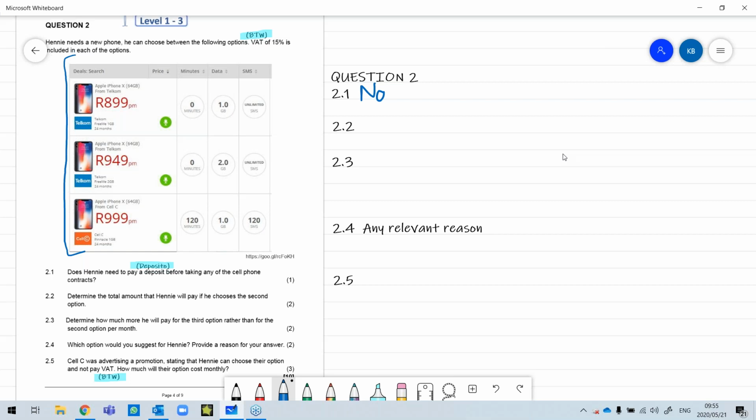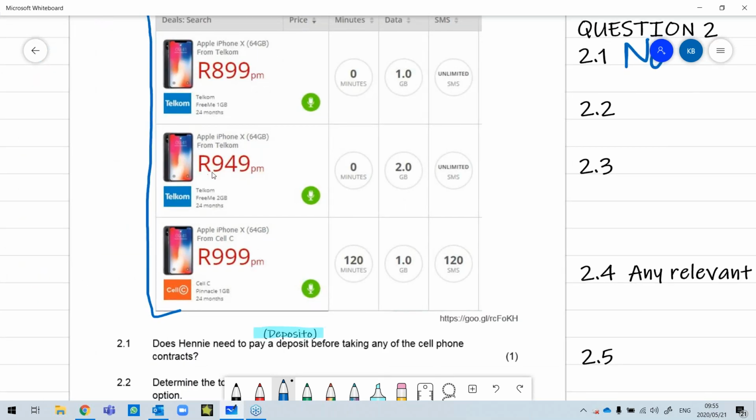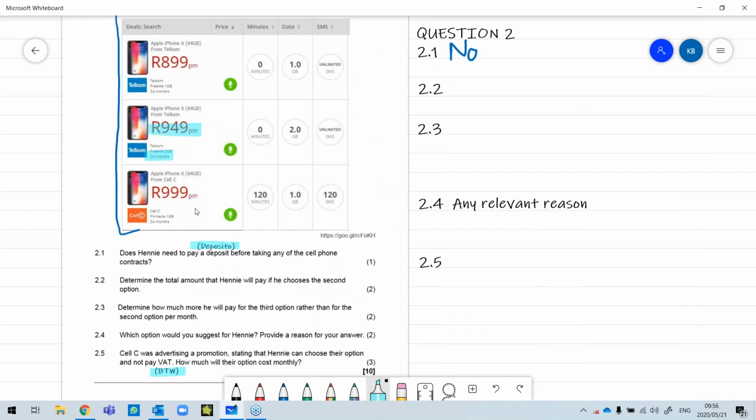Question 2.2, determine the total amount that Henny will pay if he chooses the second option. So Henny kies die tweede opsie, wat is die totale bedrag wat hy gaan betaal? Now, if we zoom in just a little bit, you will see that Henny is going to pay this 949 Rand for 24 months. So your calculation will be 949 multiplied by 24 months. That gives you an answer of 22,776 Rand. Okay, quite simple and straightforward, easy 2 marks.